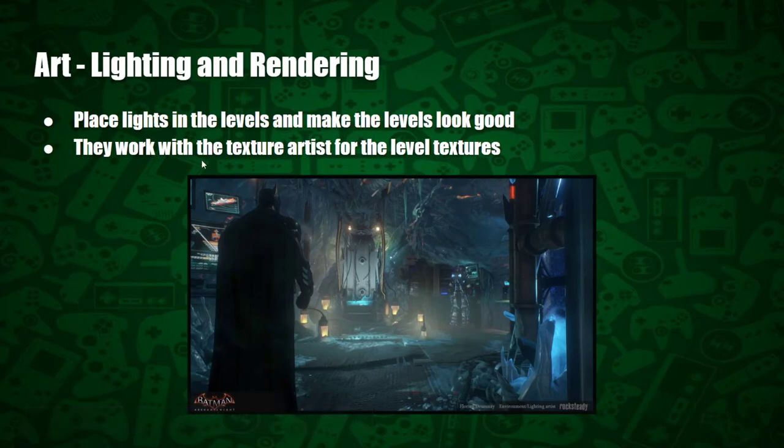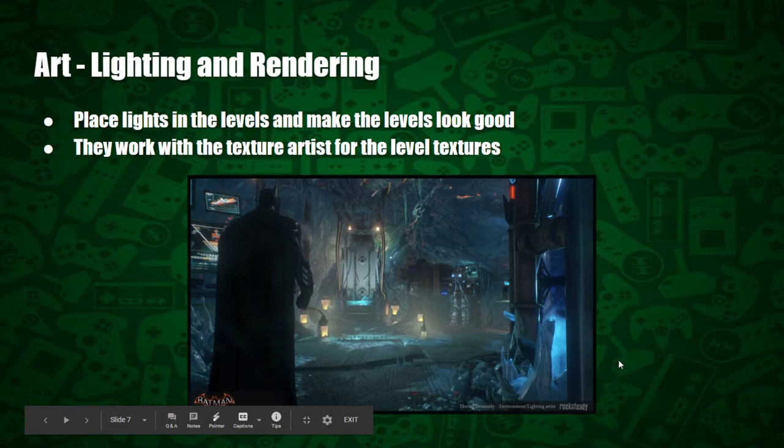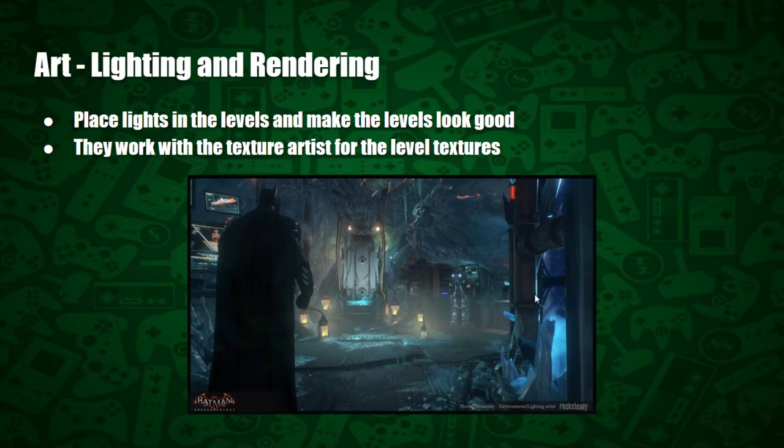Another part is lighting and rendering. In 3D games, you have to put lights and make it cast shadows and make it look good. Normally, this is a level from a Batman Arkham game. And like you can see in the back, there's some glowing. Those are all lights. Sometimes the textures get a lighting effect added to them and then rendered out.